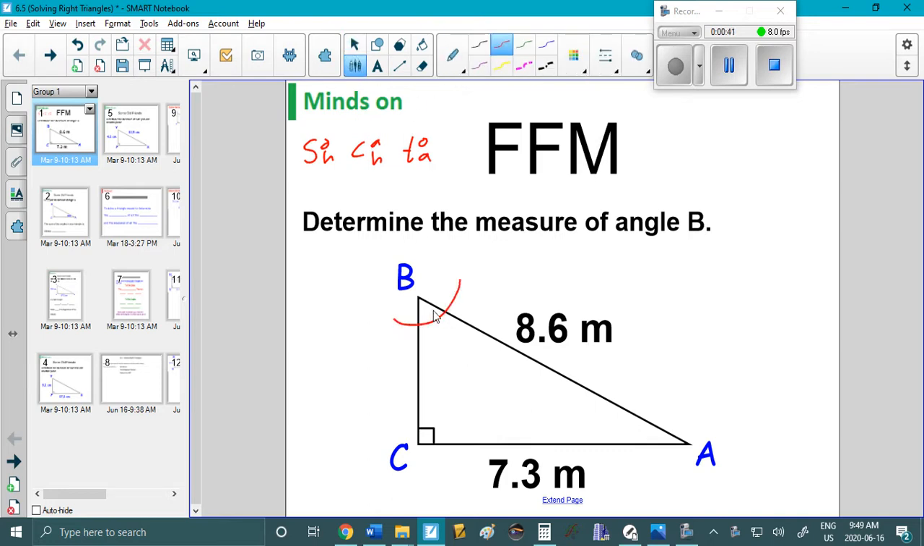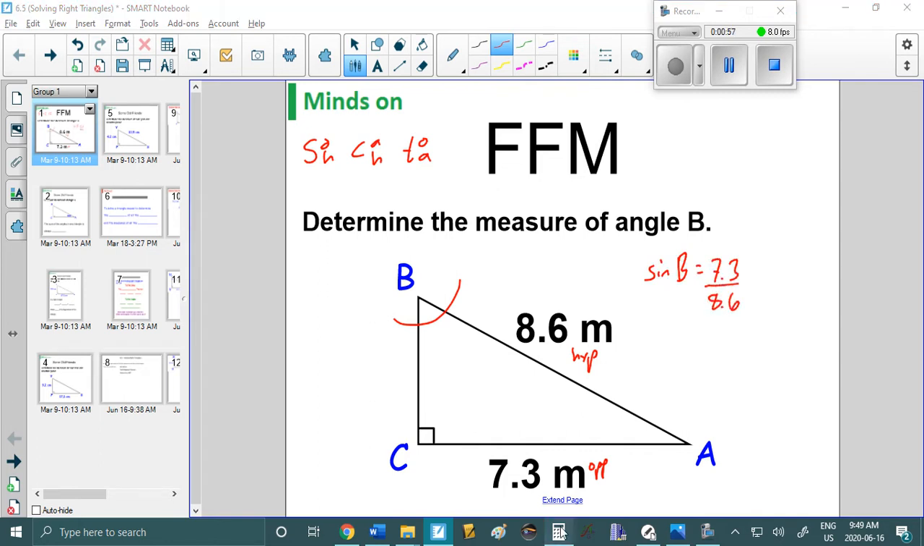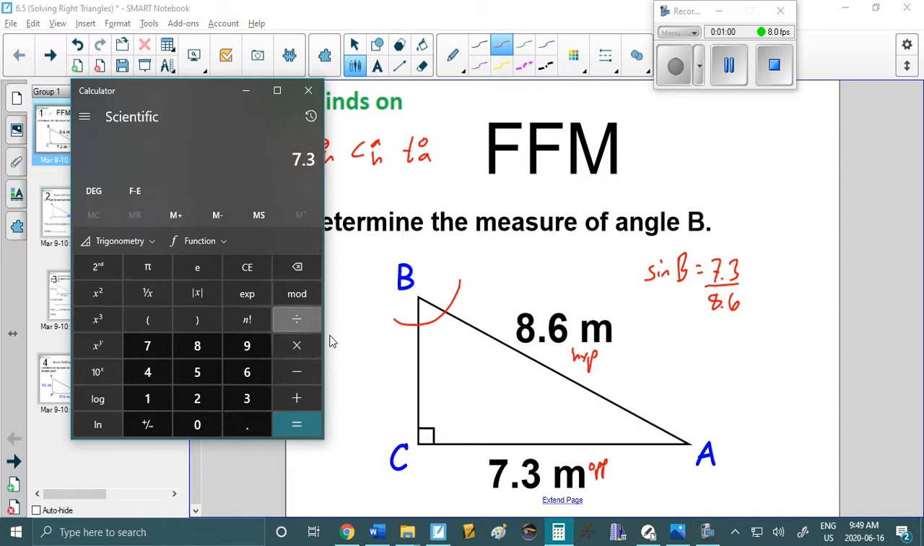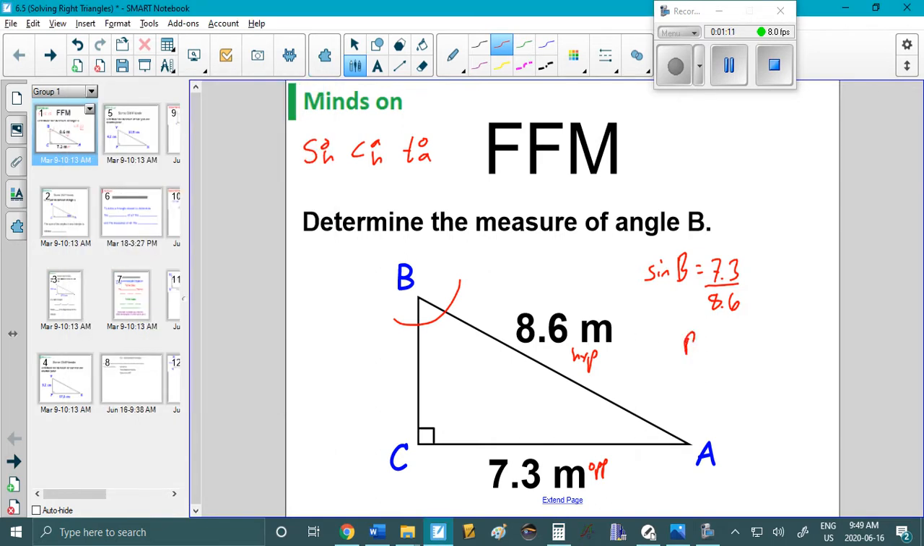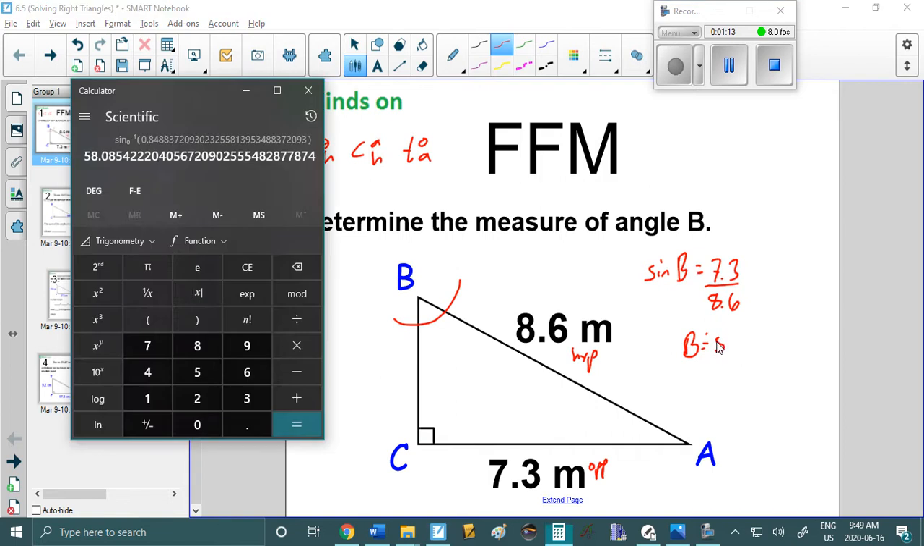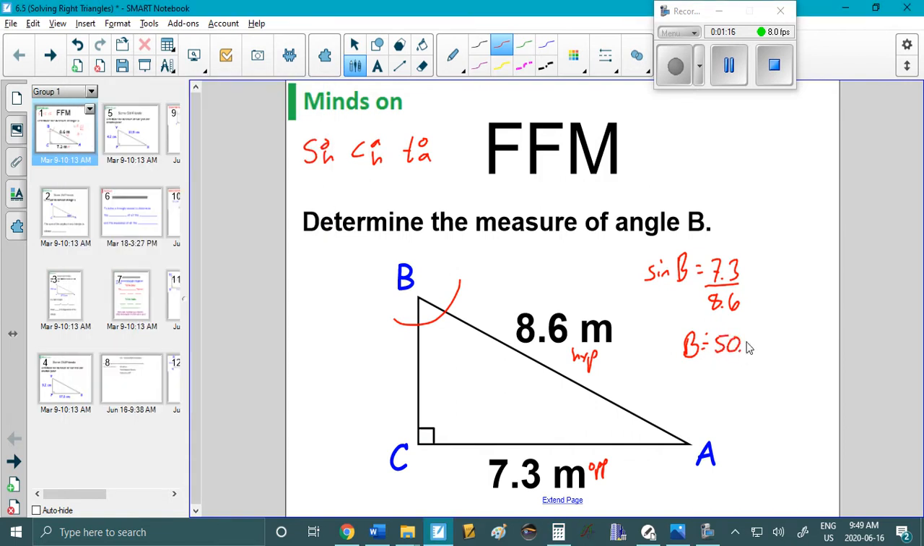This is angle B. So if this is angle B, this is our opposite. This is our hypotenuse. We're dealing with O and H, which means sine. So sine B equals 7.3 divided by 8.6. And then on the calculator, I do 7.3 divided by 8.6 equals, and then shift sine because I'm finding an angle. So B is approximately 50.1 degrees, or 50 degrees if you're doing no decimal places.